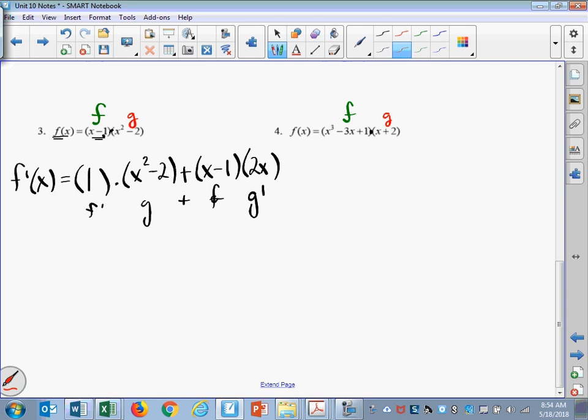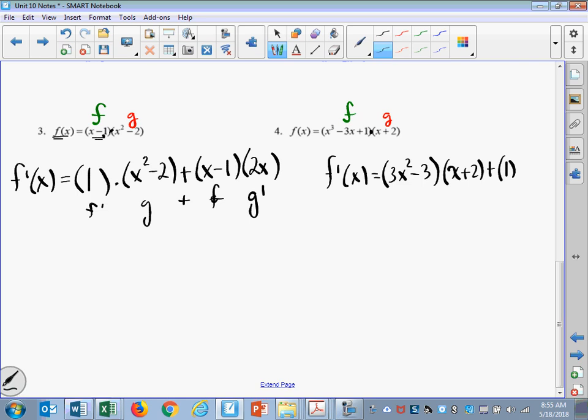Okay, so now the rule says that f gets its derivative first, so let's take the derivative of f. The 3 comes down, subtract 1 from the power, the derivative of minus 3x is minus 3, and then the derivative of the 1 is 0. Now g has to wait. G waits patiently like that, plus. Now g gets its derivative.